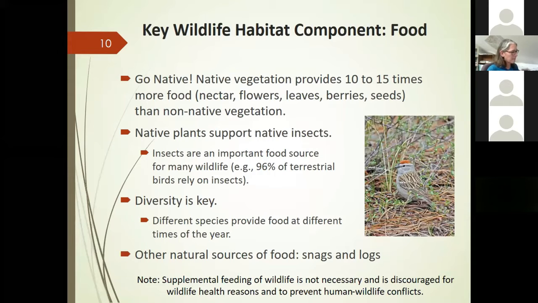So let's focus in on what to do. Hopefully that puts it into a little perspective: this is serious. We're losing habitat, and these species are struggling. Okay, what can we do about it? What's recommended? And again, getting back to the 4 components: food, water, cover, space. Let's start with food.